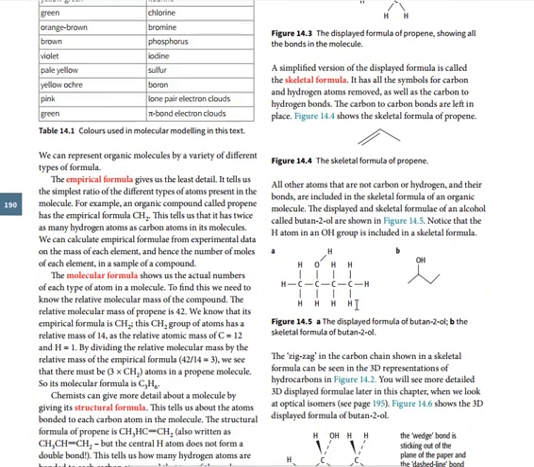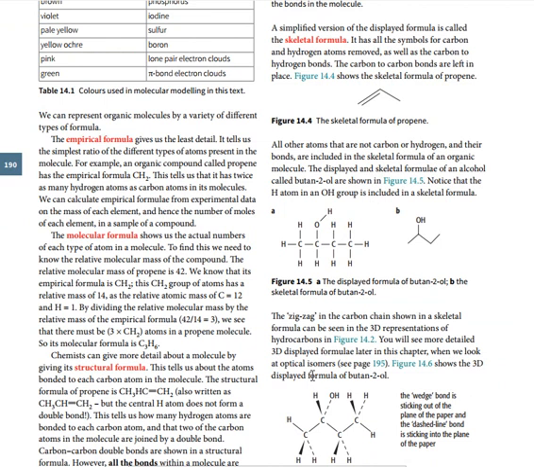Then the next one is the structural formula of butan-2-ol, and the skeletal formula of butan-2-ol. Now we also have the zigzag formula. The zigzag formula is mostly used in the CRAM model. This formula that you see here is mostly used in the CRAM model, and it is there to show you the 3-dimensional view of an element.